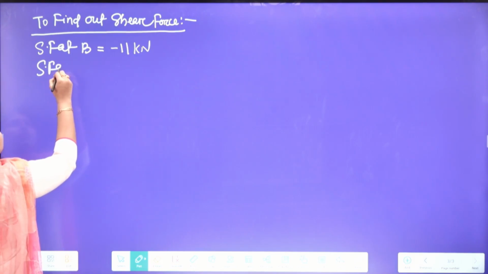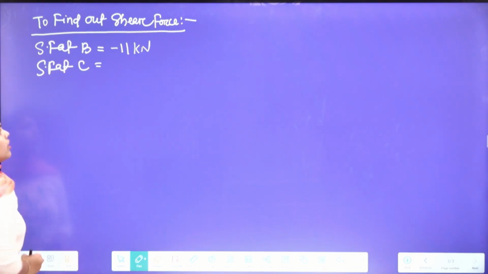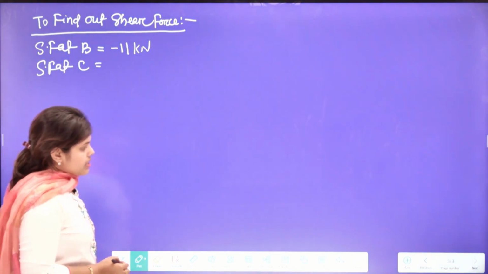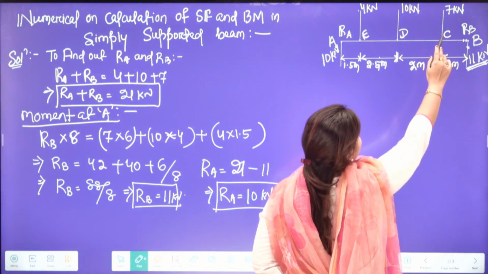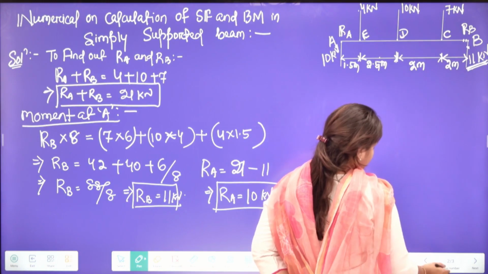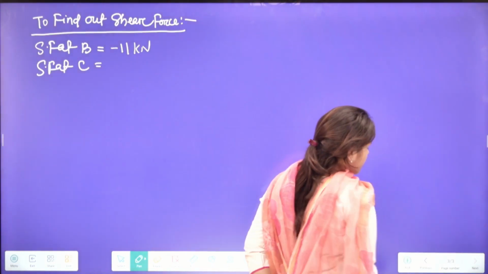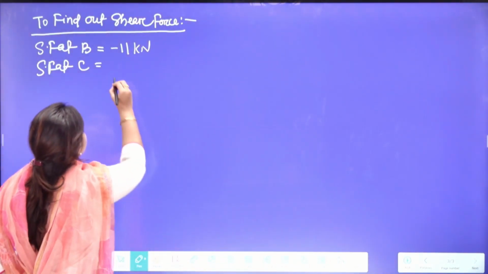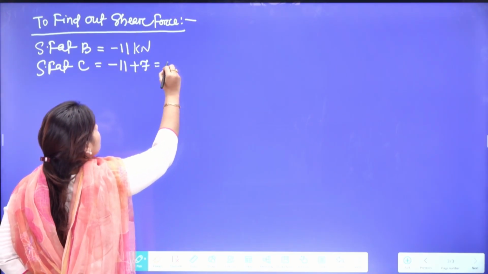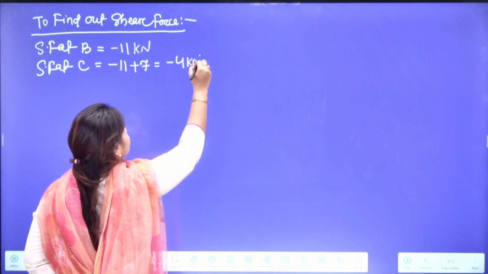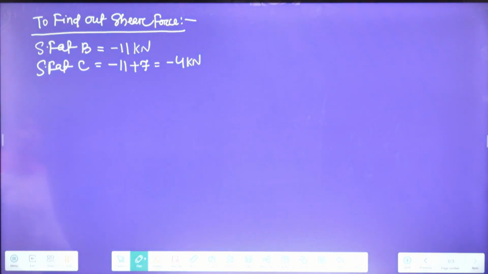So, shear force at C. Here you can see the force is 7 kilonewton and here minus 11. So, minus 11 plus 7, that is minus 4 kilonewton.